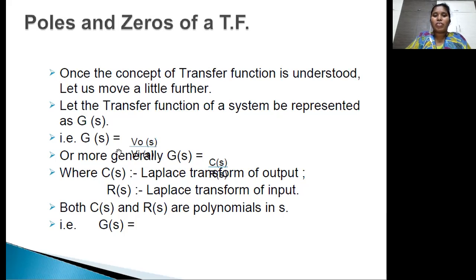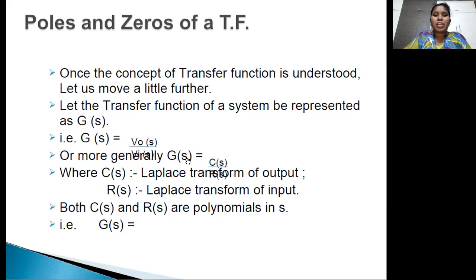So G of s is the Laplace transform of the output divided by the Laplace transform of the input. For example, if we consider the output as V naught and the input as V i, then the transfer function equation is G of s equals V naught of s by V i of s, or V in, which is shown here. This is overlapped here, don't mind.